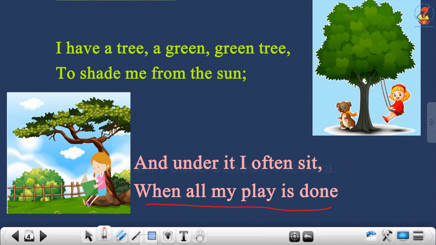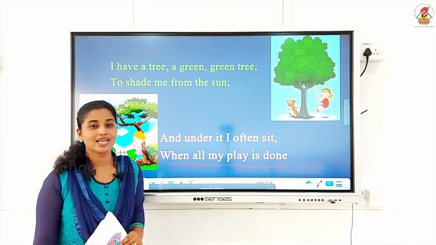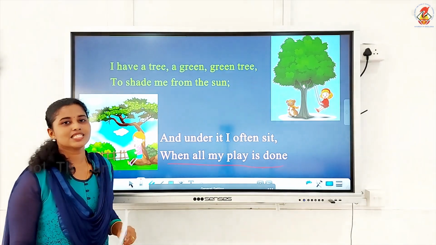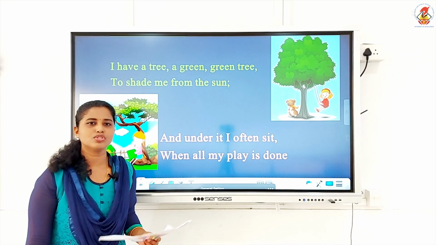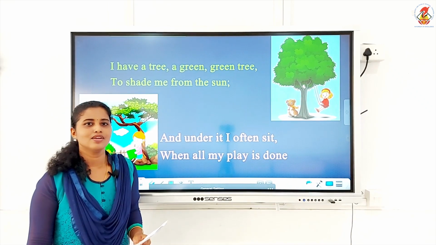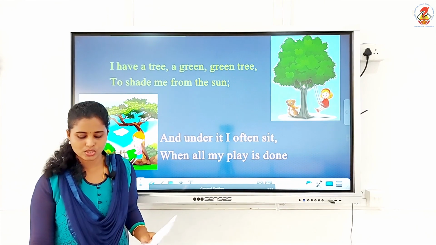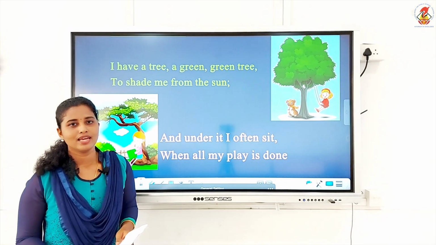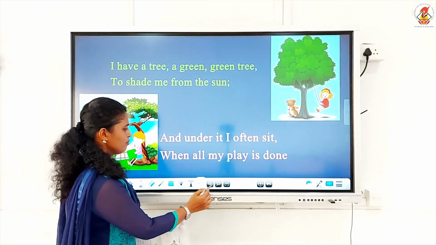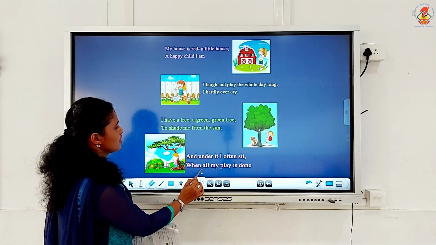And the child is telling that after she is done with her playing, when she is tired, she always sits under this tree. Often means she always used to sit under the tree when she is finished playing or when she is tired. Okay, so these are the last 4 lines, and it's a very simple poem, isn't it? It's very simple and short, right?